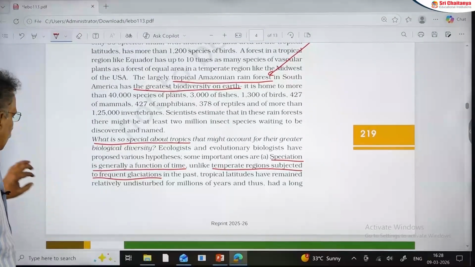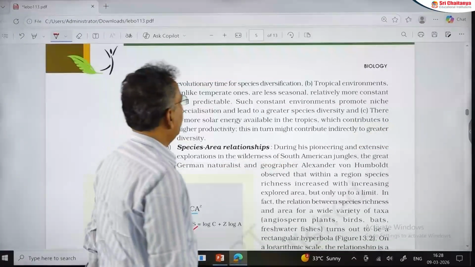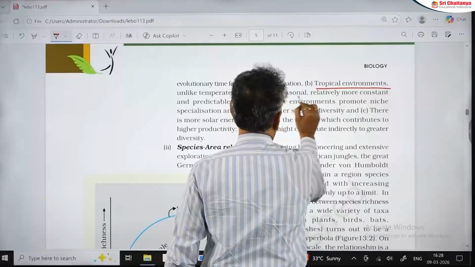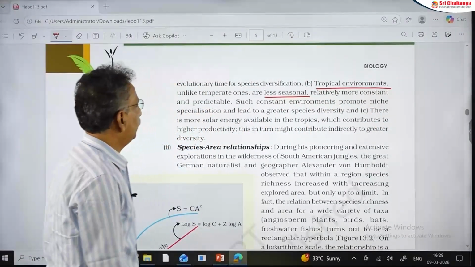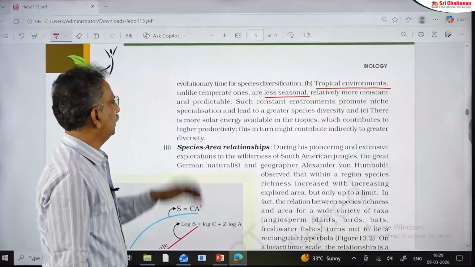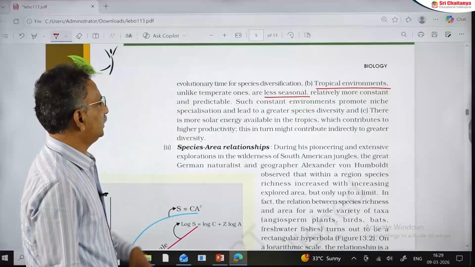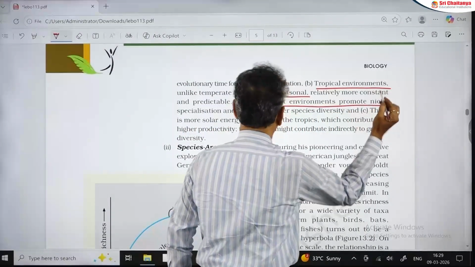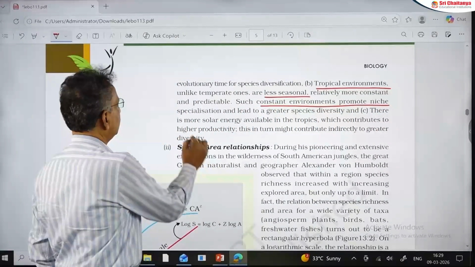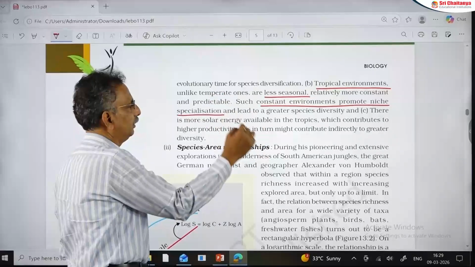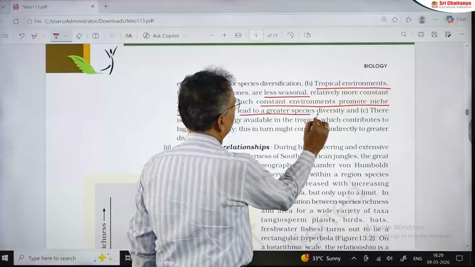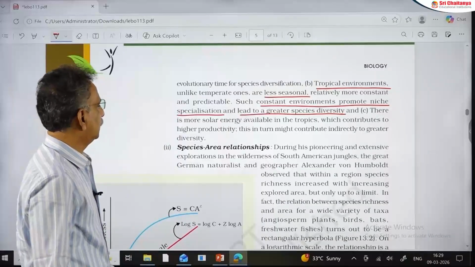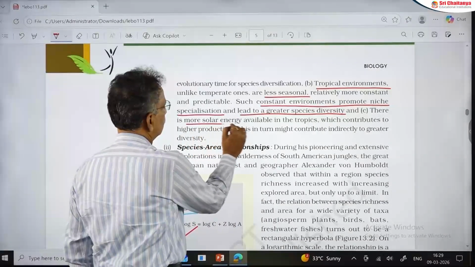Okay. And another one, tropical environments are less seasonal. If they are less seasonal, it means they are more constant, and such a constant environment promotes niche specialization. Once niche specialization is there, automatically it will lead to greater species diversity. That is the second reason. Now, the third reason: more solar energy is available.